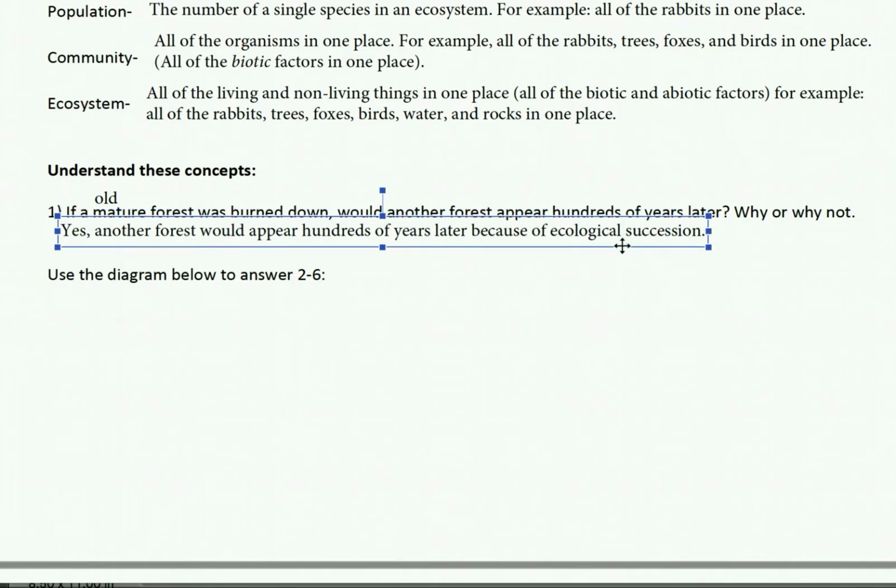Okay? Remember, ecological succession is the process by which, let's see if I can find a picture. Ecological succession. Images.